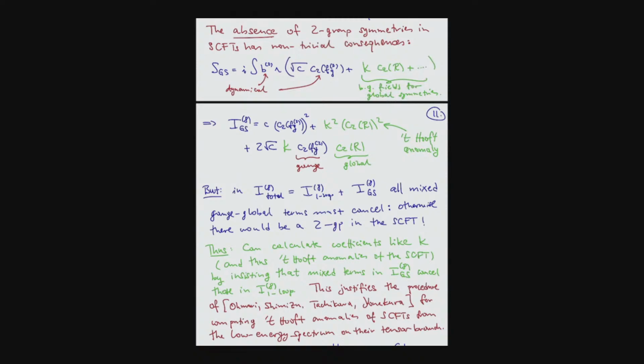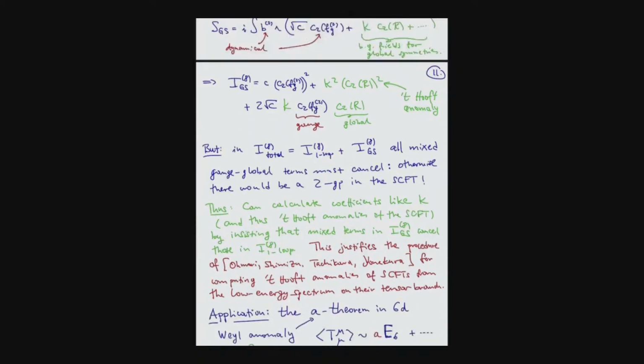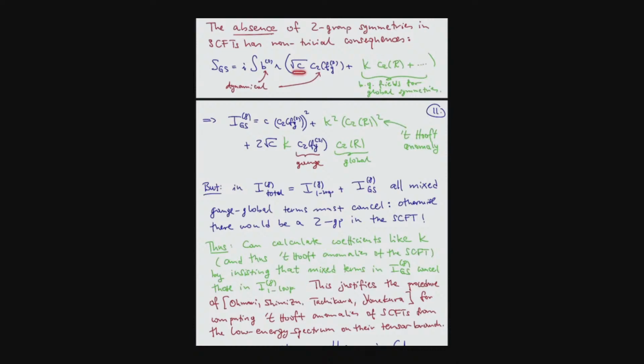So when I compute the square, of course, I get the pure gauge term, which we already discussed. I get a pure background term, which is an 't Hooft anomaly, but I also get a mixed term, right? Because I'm squaring this binomial or multinomial. And the mixed term involves coefficients C and K, and also a mixing of the gauge and global symmetries.